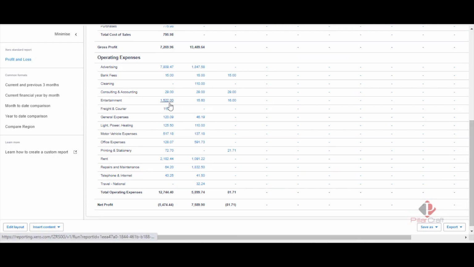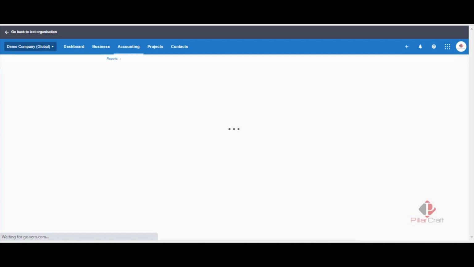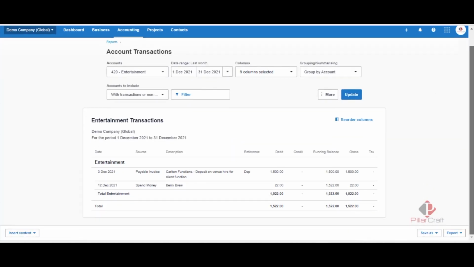For example, you could see that we have entertainment. We had 1,500, which is so different from what we have from the other previous months. So we want to go in and review if what was posted there should be there or not. We right click and open it up in another window, and then we review the ledger for that month. And we notice that, okay, there was an amount we deposited for a function hire for a client event. Now, this event has not taken place. We only deposited it. The question is, does it relate to this year or next year?